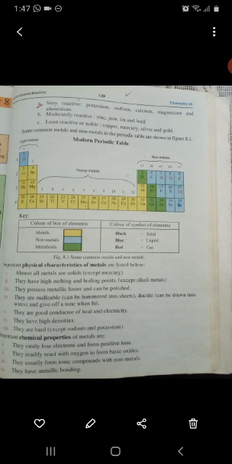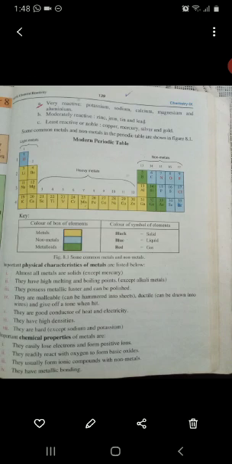Next are the chemical properties of metals. First property is that they easily lose electrons and form positive ions. As we have studied in the definition of metals, they are electropositive, meaning they can lose electrons and form positive ions. Number 2, they readily react with oxygen to form basic oxides. When metals react with oxygen, they form oxides, and the nature of the oxides is basic, because when these oxides react with water they form bases or alkalis.